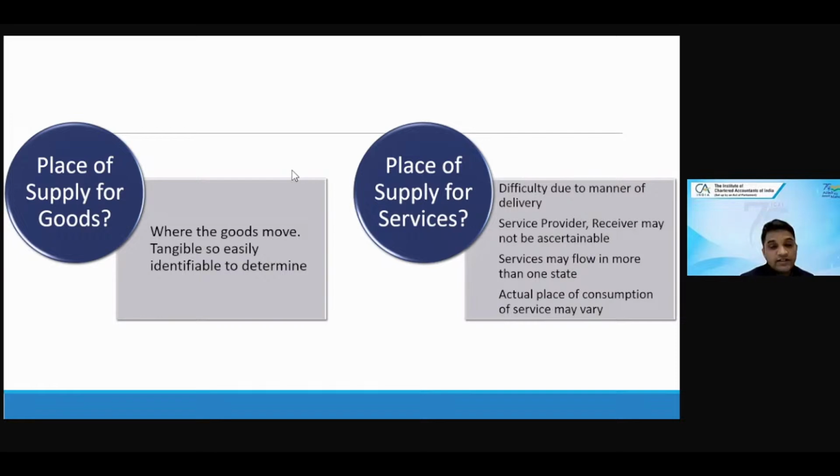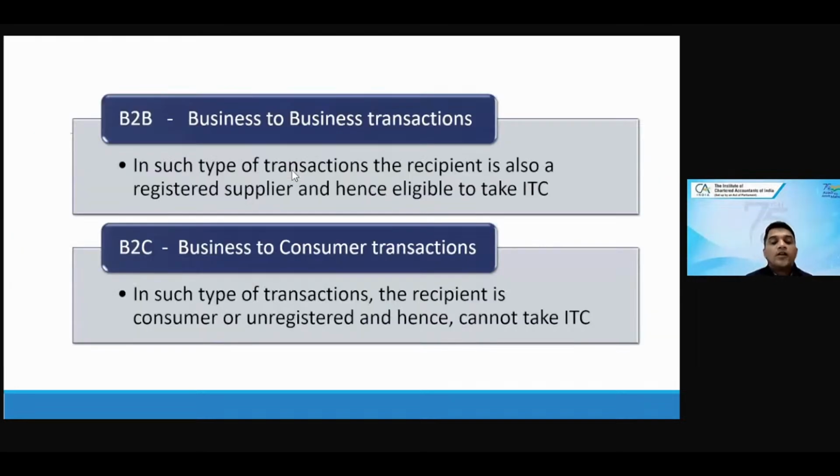Now, for services, when I am taking the services of a software vendor, I may be utilizing it at my office, or I may be utilizing it outside my office also, because software services are all intangible. So these intangible services can move anywhere. So what will be the place of supply for services is a little discussion which you have to dwell into. Now, we understood why place of supply is important.